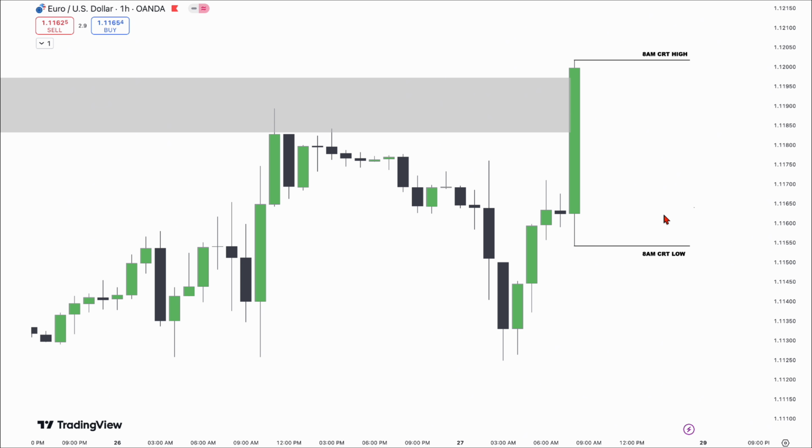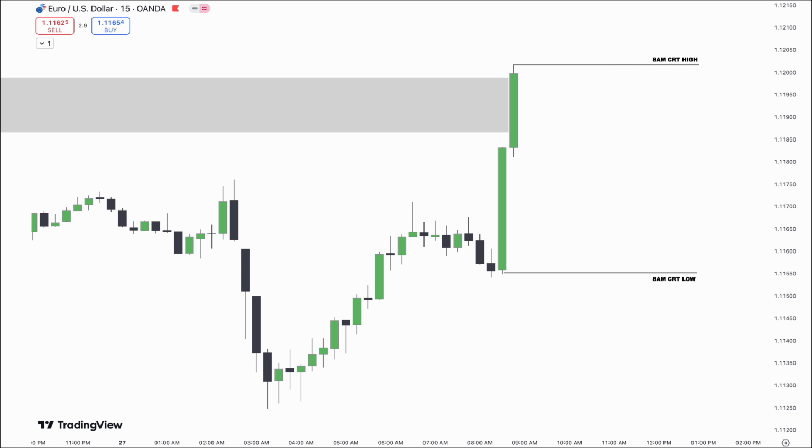Now we hop onto the 15-minute chart to look for a lower time frame CRT at or around the 8 AM candle high-low. So we are on the 15-minute chart and we will wait to sweep the high of the 8 AM candle and form a lower time frame CRT on the 15-minute. Price sweeps the candle and closes inside. We mark out the high and low of this candle as a 15-minute CRT range. Here step 5 is completed.